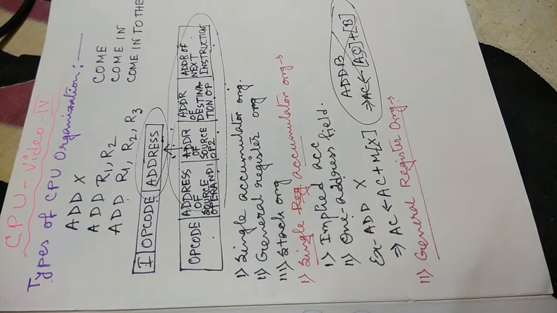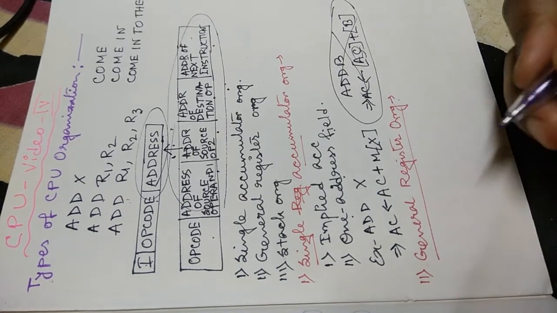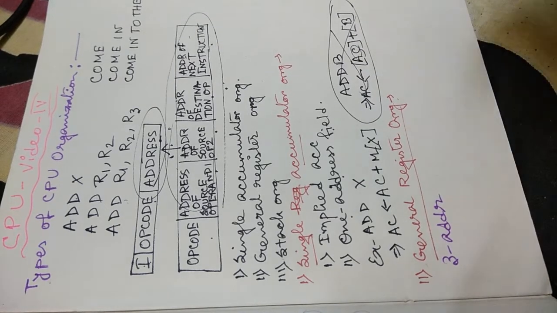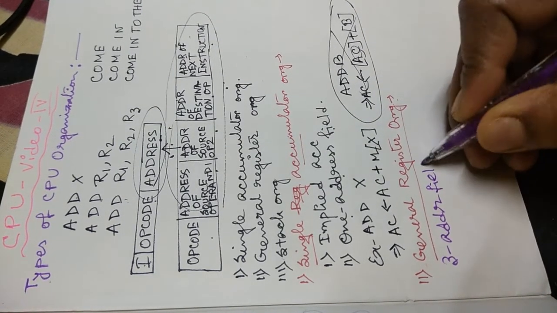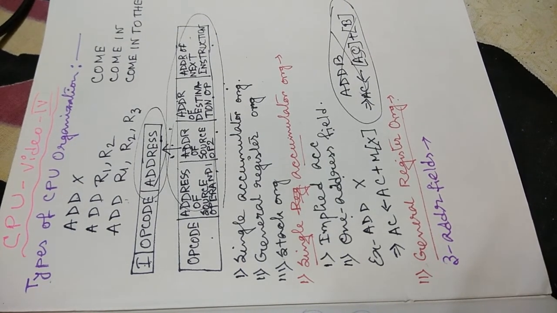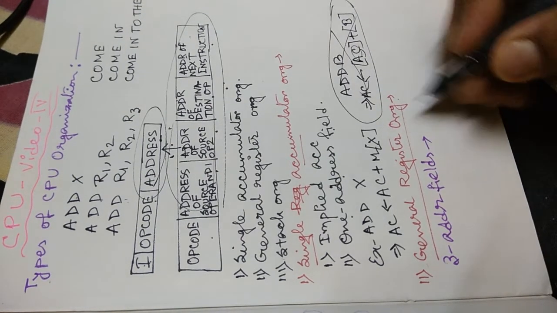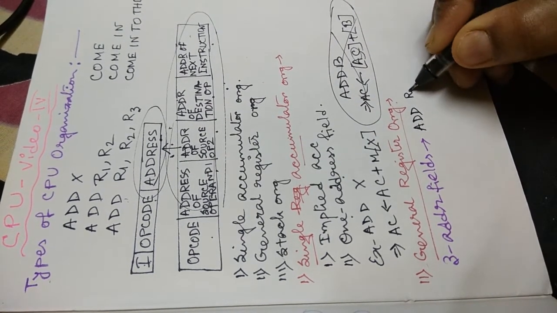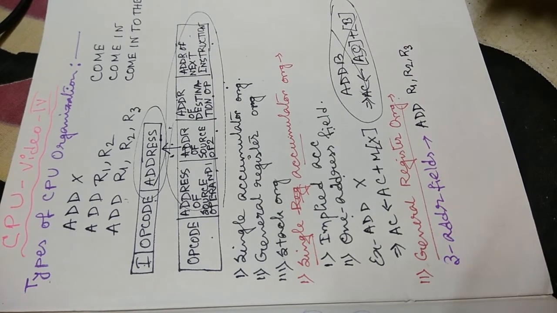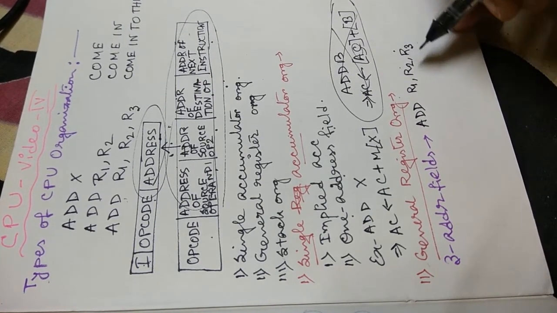Got it? In general register organization, there are two types. One is 2 address field, another is 3 address field. Okay, let's first consider 3 address field. That means in the instruction we can mention only 3 address fields, right? Example, add R1, R2, R3. That means these are the source and this is the destination.